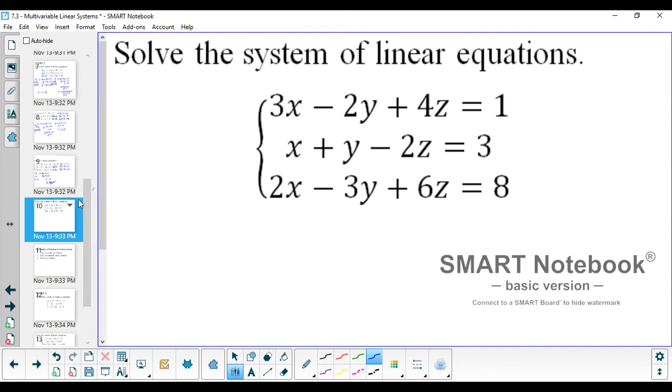All right. Again, you might want to pause, try this one. Again, I'm just going to go ahead and use my calculator to give you the answer. I have a very strong suspicion that this is going to be another no solution.